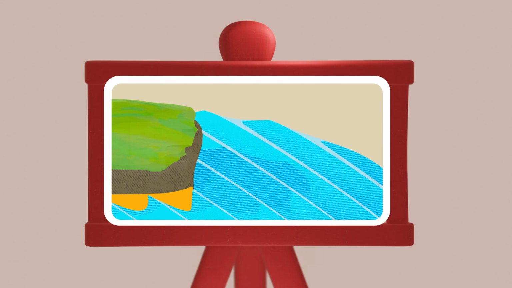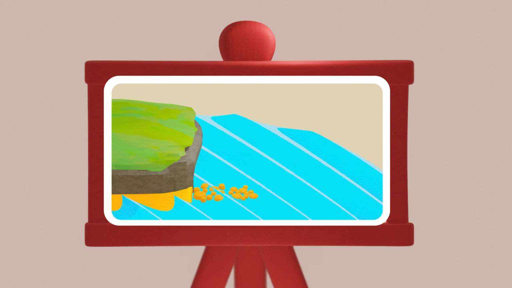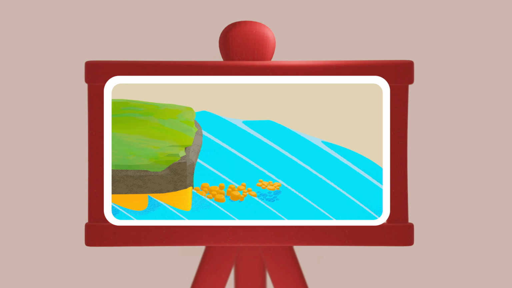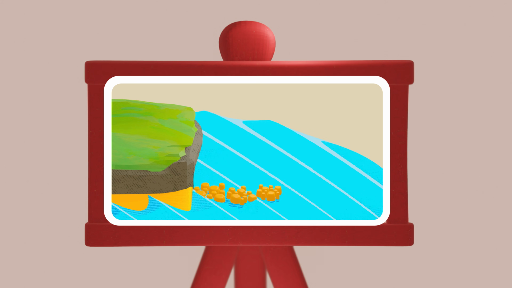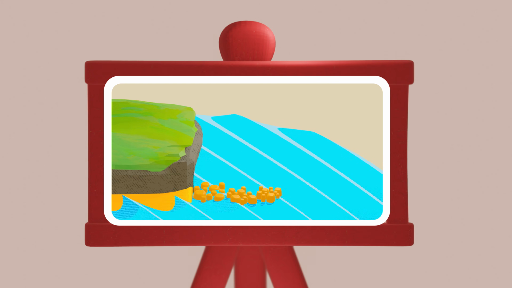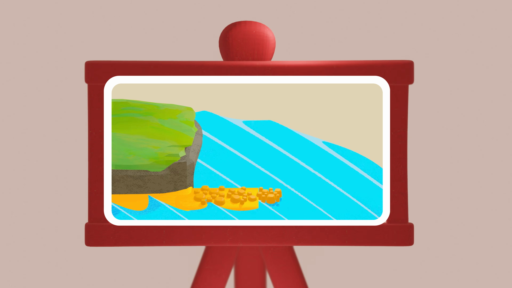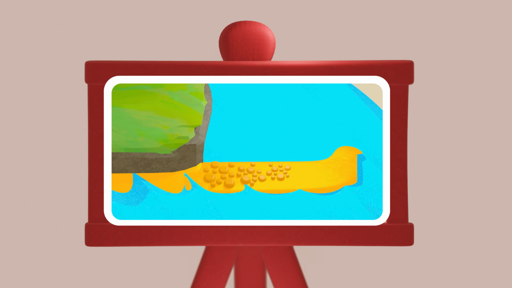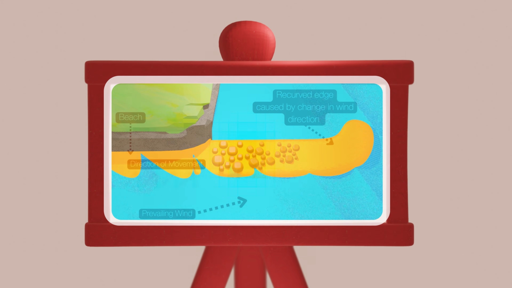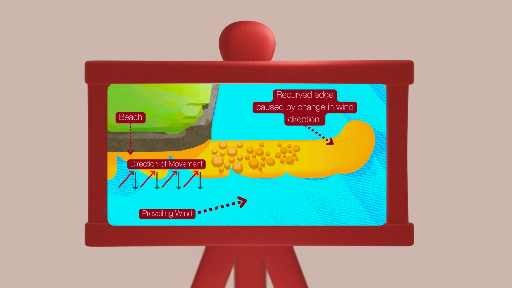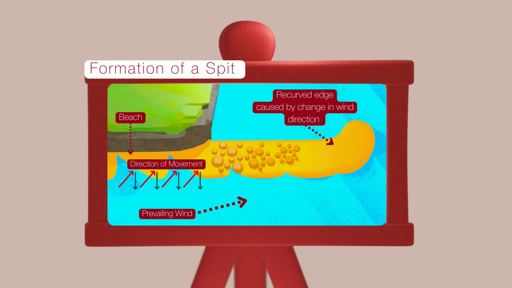Over time, the sediment builds up, out, and into the sea, forming a narrow ridge of land that extends from the shore. The spit continues to grow in the direction of the prevailing wind and wave action. If the wind direction changes, or the currents in the ocean increase, the tip of the spit may curve inland, forming a recurved edge.